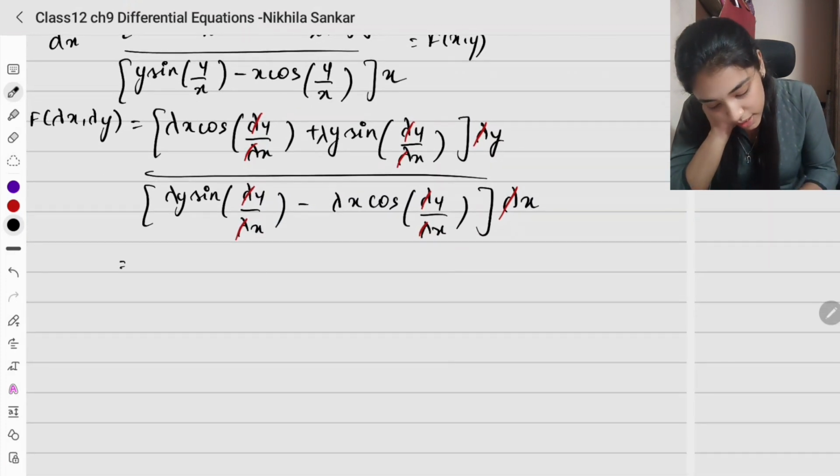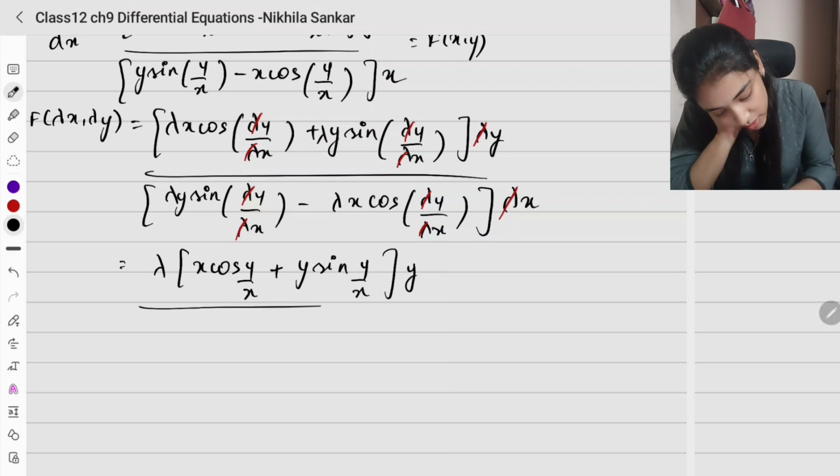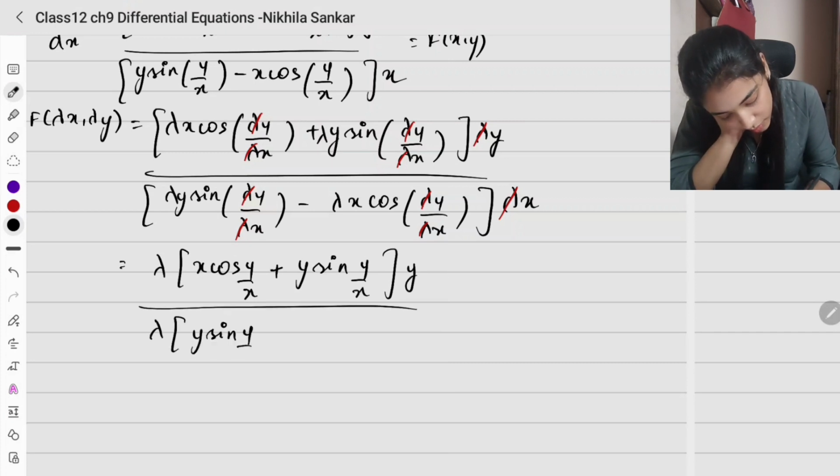Now lambda common எடுத்தா I'll have lambda times x cos y by x plus y sin y by x times y, the whole divided by, இங்கே common எடுத்தா y sin y by x minus x cos y by x times x.